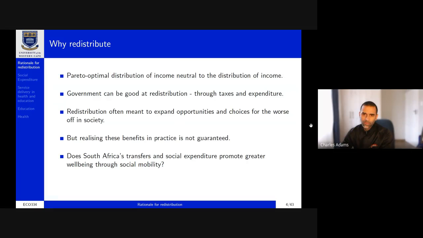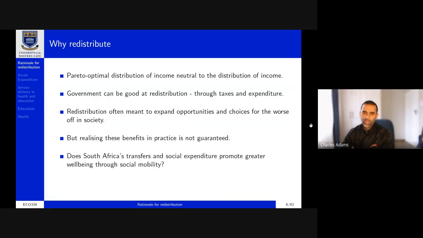Now, in general, across the world, governments engage in redistribution, and they do this through taxes and expenditure. And redistribution is meant to expand the opportunities and choices for people in society, particularly those who are most vulnerable, those who are worst off. So it's not just a matter of taking from the rich and giving to the poor, right? It's not just a Robin Hood situation. The idea is that redistribution is done in such a way that the beneficiaries see an expansion of the opportunity set, as we would say in macroeconomics. That it opens up doors otherwise closed to them.